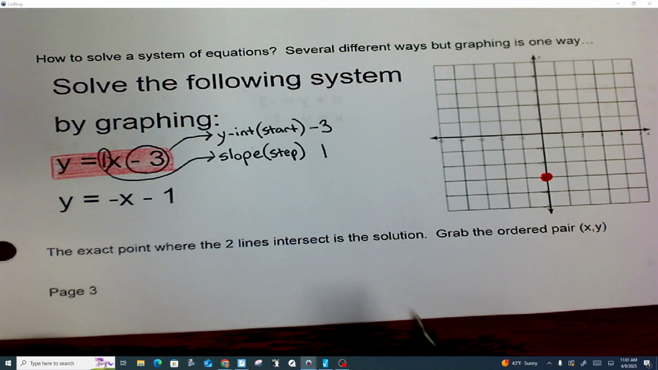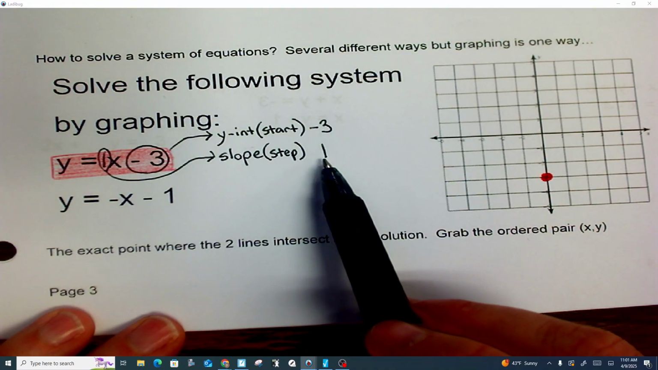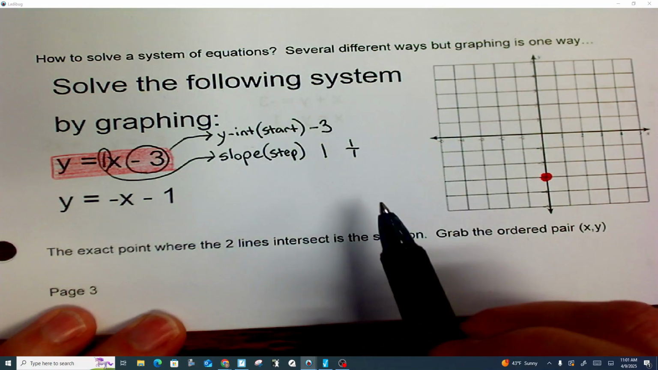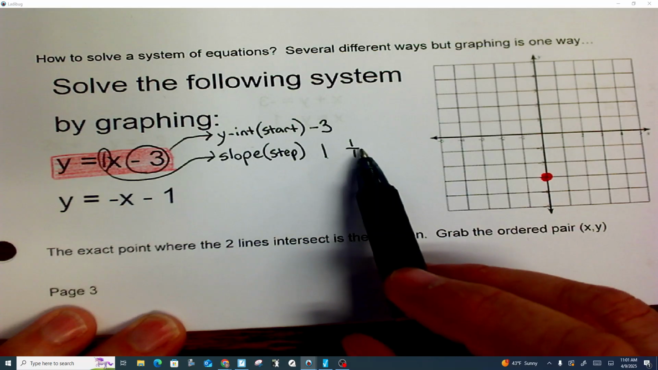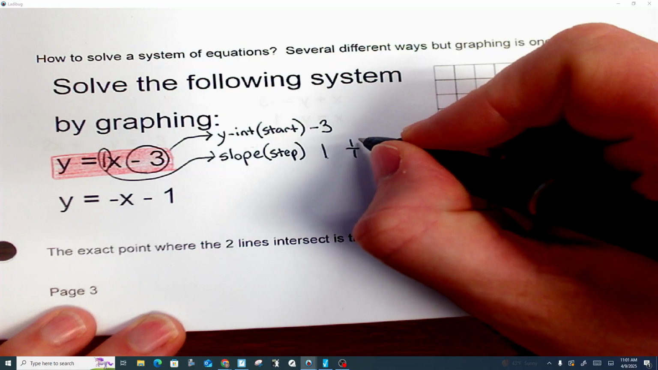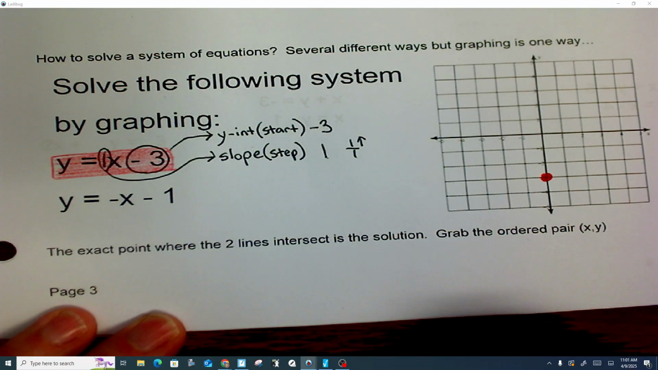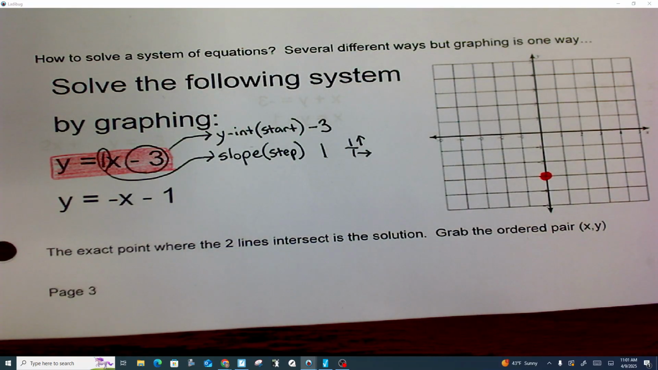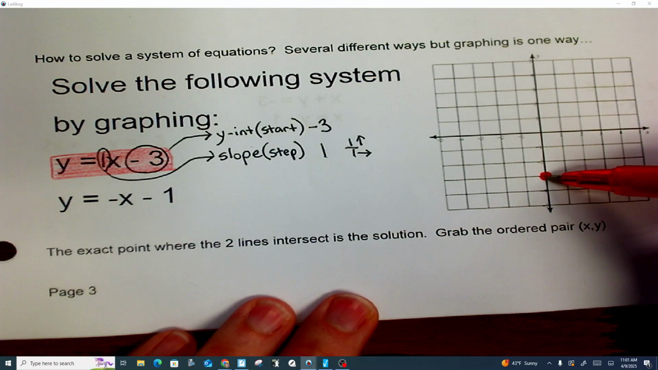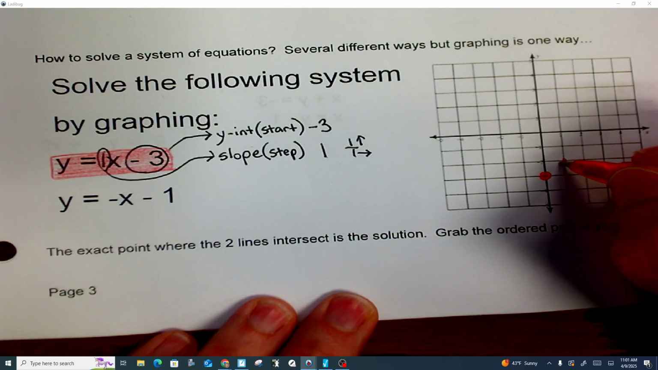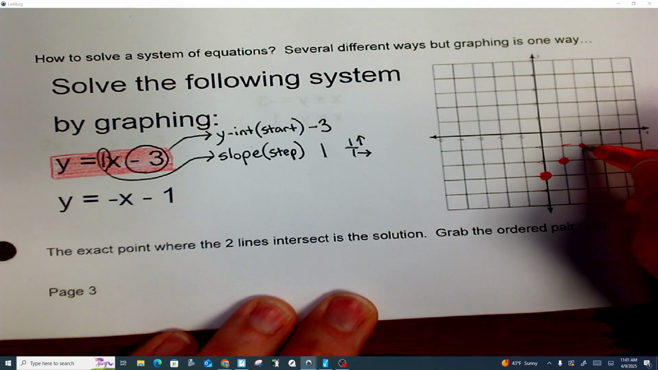Now, you might also recall that for a step number, we need to turn it into a fraction. So we're going to put a positive 1 underneath it, not because it's a positive 1, but anytime it's not a fraction, we put a positive 1 underneath it. And the top number, if it's positive, we go up that many, and the bottom we go over this way. So look how we're going to use the slope here. We're going to go up 1 and to the right 1, and we put a new dot. Up 1 to the right 1.